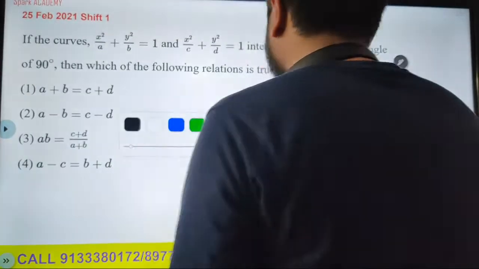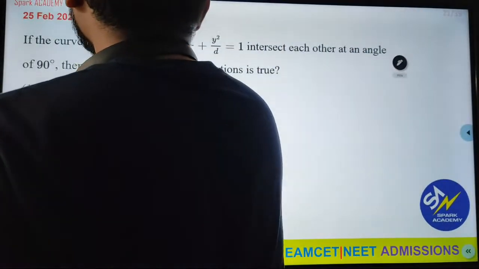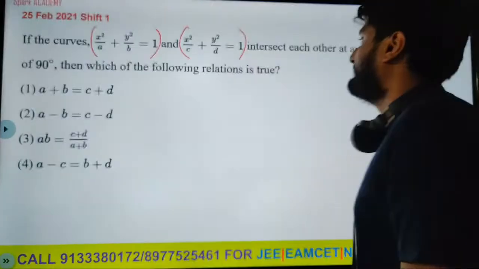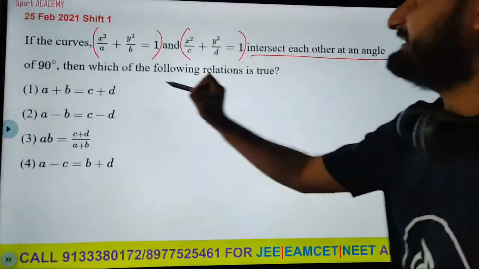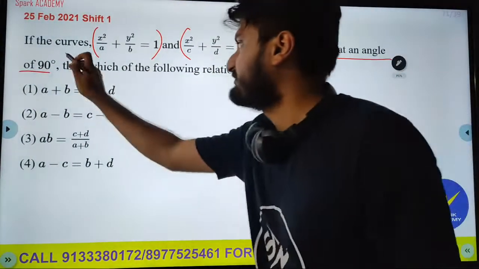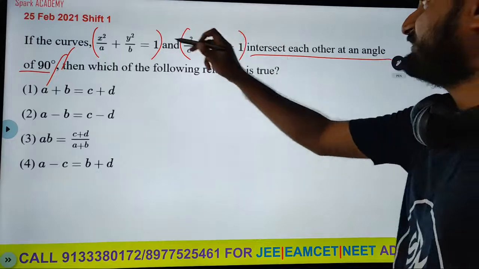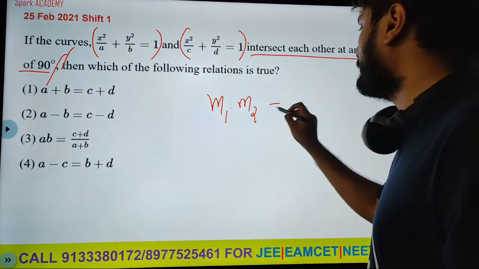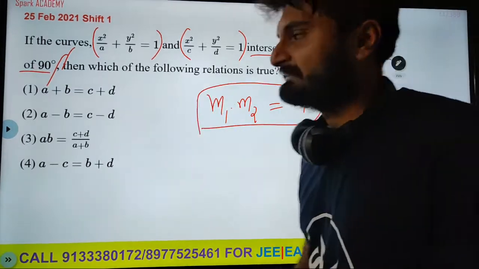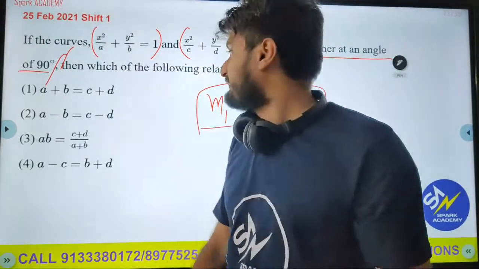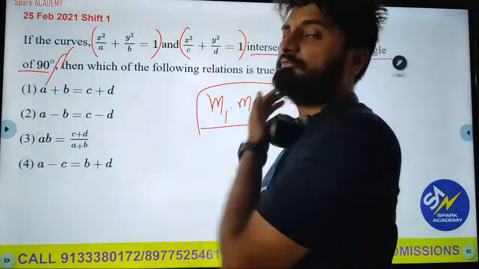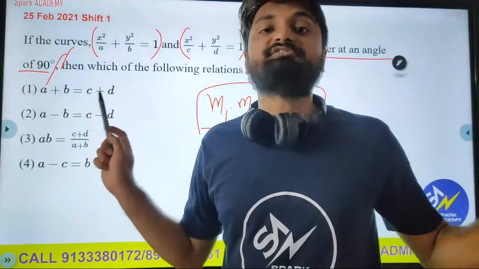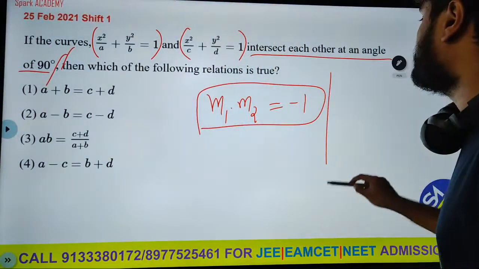Now, for this type of question, x square by a plus y square by b equal to 1 and x square by c plus y square by d equal to 1 intersect each other at an angle of 90 degrees. We know whenever two curves are perpendicular to each other, the product of the slopes is equal to -1. So we actually use that concept, find out the slope for each, set the product to -1, equate, substitute. You need not do that because it's lengthy. So I'll tell you a simple concept.